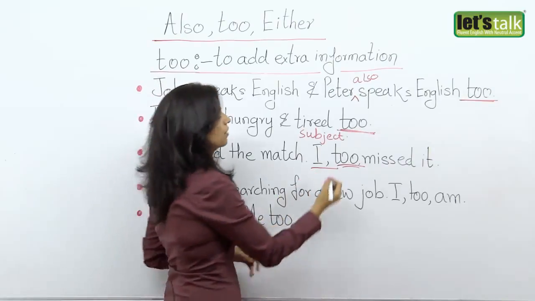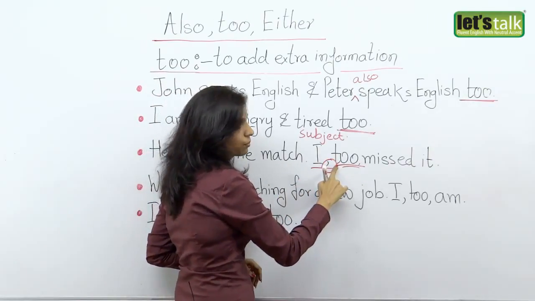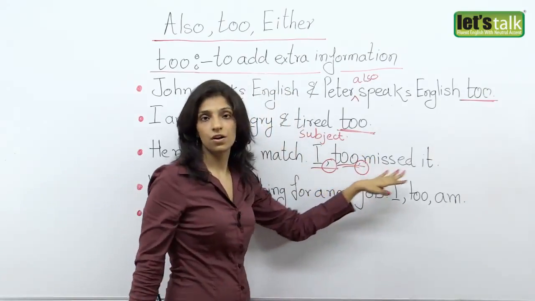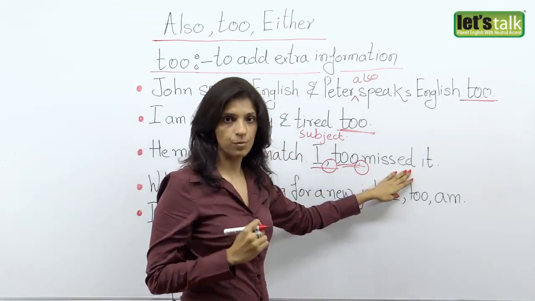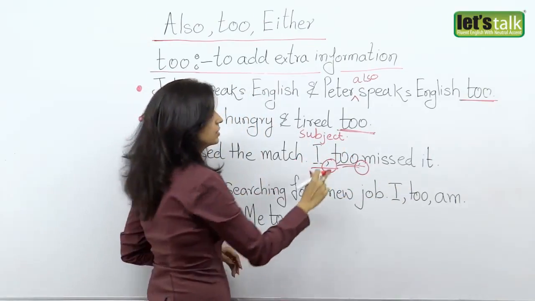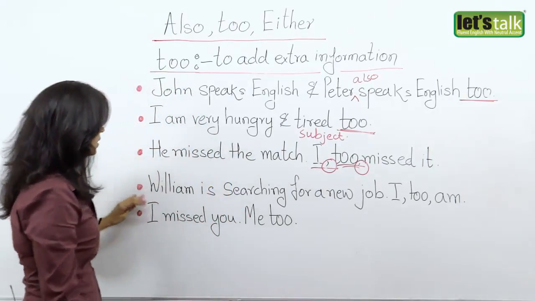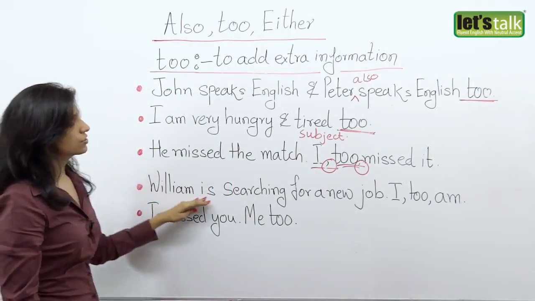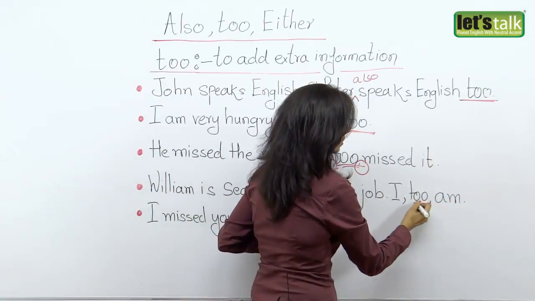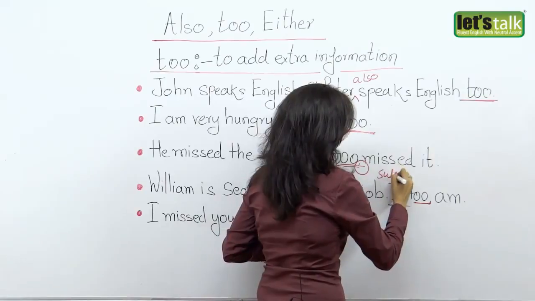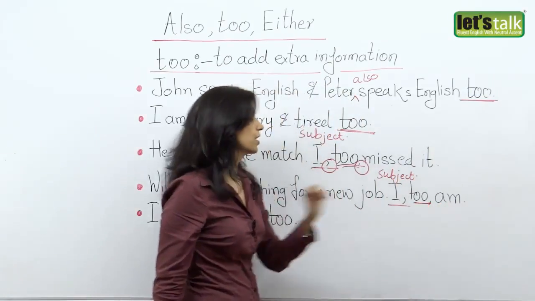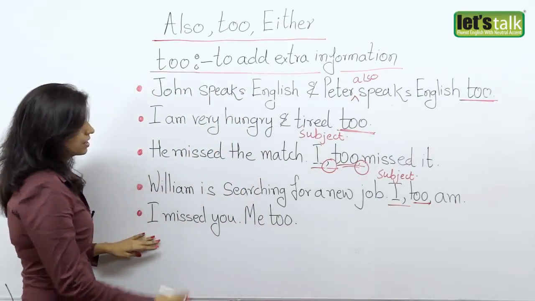But please remember, after the subject, don't forget to put your comma. And after too, you need to put one more comma. Alright. So, when you want to speak something formally, you can use too after the subject and don't forget to put in your commas. In my next example, William is searching for a new job. I, too, am. So, here, after the subject I, use too.